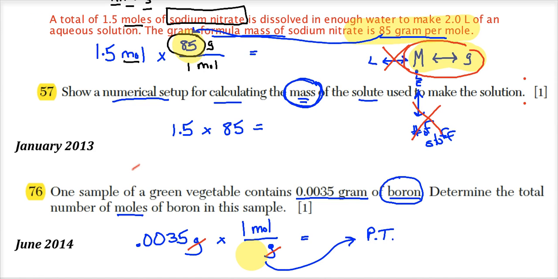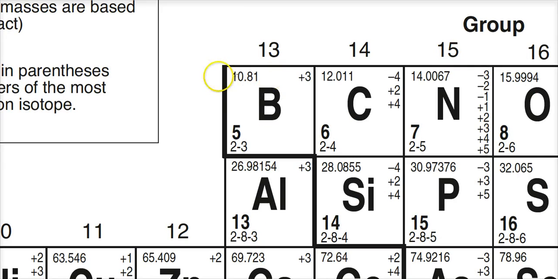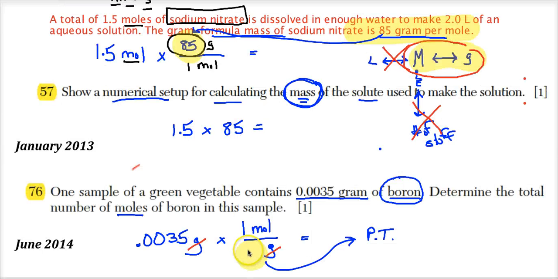Let's do that. So let's find boron here, and see the atomic mass of boron is 10.81. What does that tell me? It tells me that the most common isotope is 11, but it also tells me that 11 grams, I'm just rounding that off to a whole number, equals 1 mole. Okay, so that's my converting factor. So I put the 11 here.